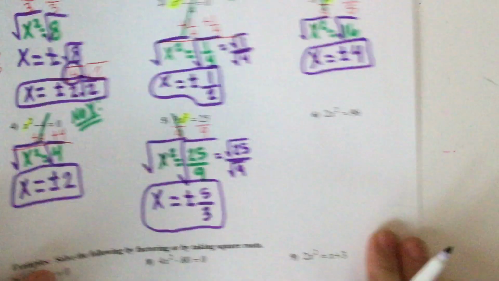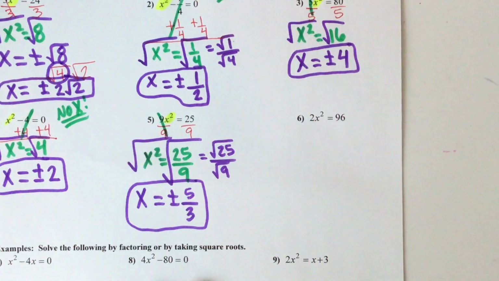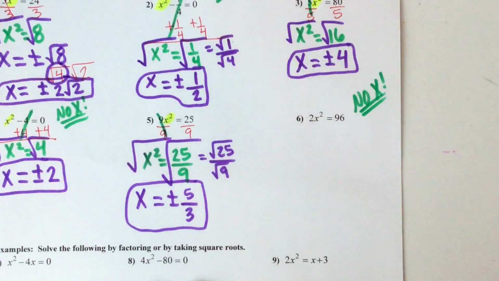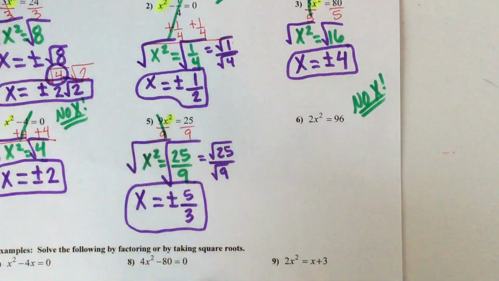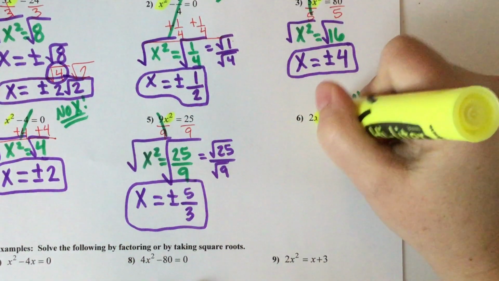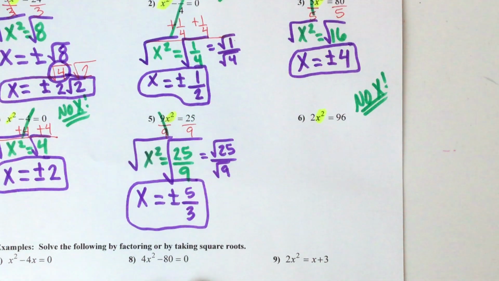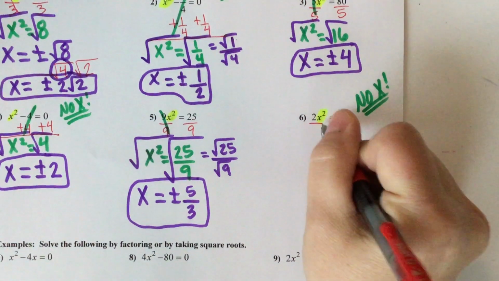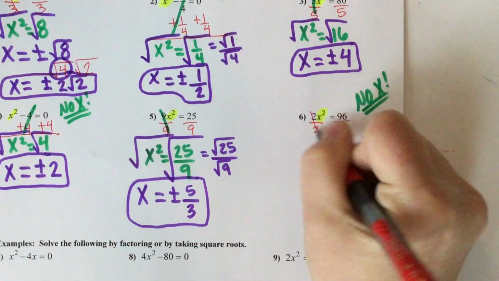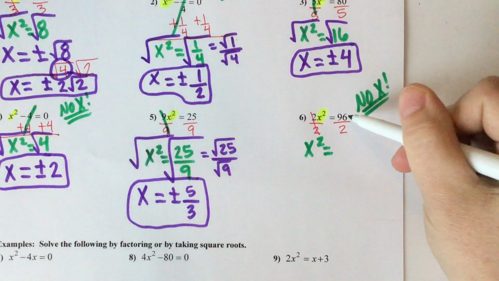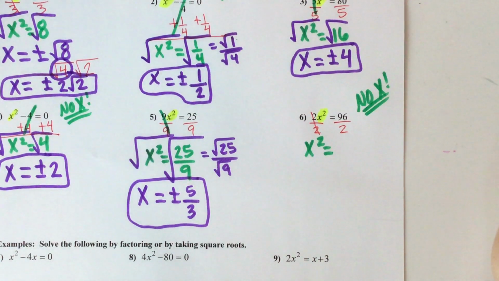Looking at example 6. There's no x, so that's why I'm allowed to do the square root method. And it doesn't have to say equals 0, remember. Your goal is to just get x squared by itself. So how do you get rid of the 2? You divide. We're going to divide both sides by 2. The x squared drops, and then you can actually divide 96 by 2. You know what that is? 48.